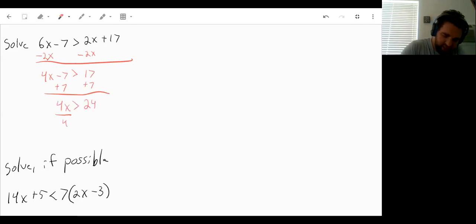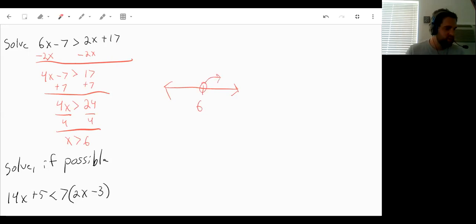We can divide both sides by 4. We get x is greater than 6. So now we can make our number line and plot a 6. Make sure you have your open circle, and x is everything larger than 6, so it's going to be an arrow going to the right side.